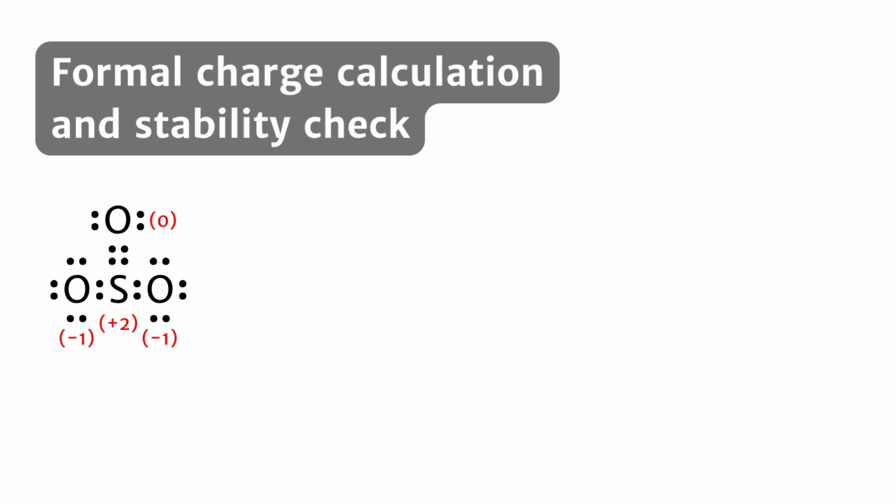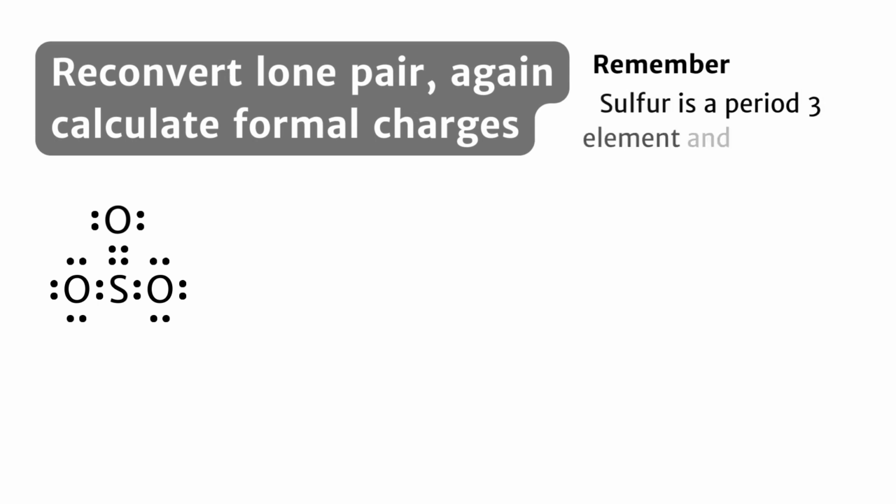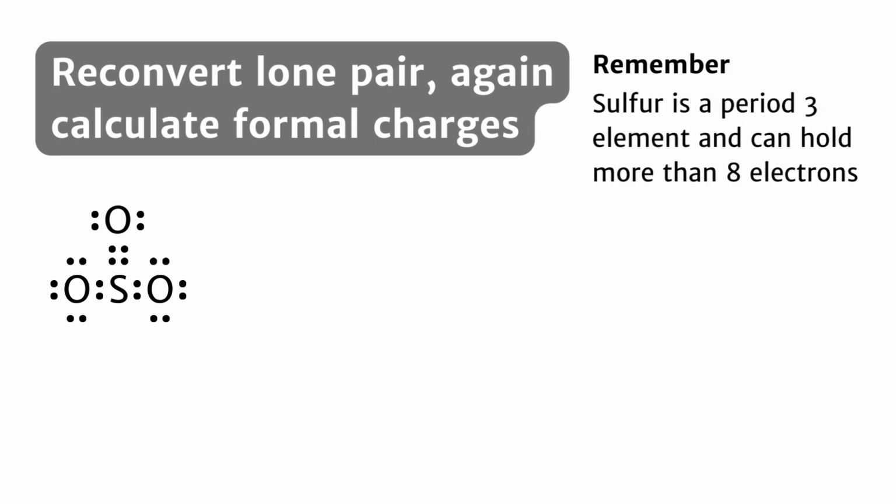The formal charges of both sulfur and oxygen atoms are mentioned, and it is clear that the current structure is not stable, as there are still formal charges on the atoms. To resolve this, we will proceed by modifying the distribution of lone pairs and recalculating the formal charges. Again, recall that sulfur is a period 3 element and can hold more than 8 electrons in its valence shell.